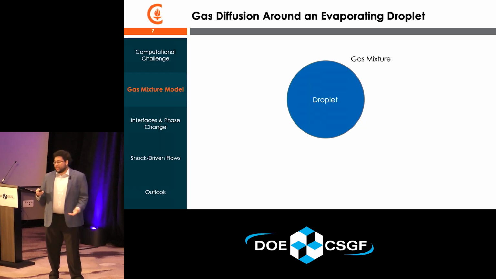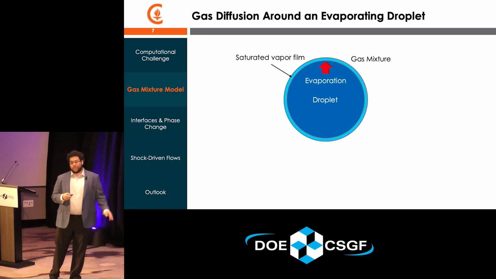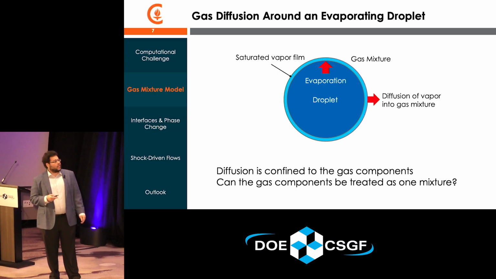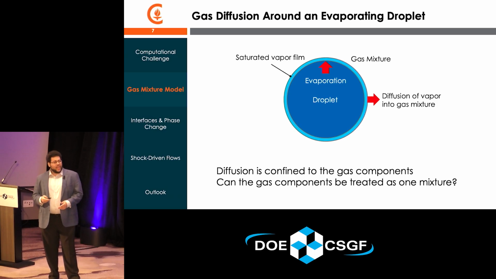So what is diffusion-limited evaporation? Let's say we have a droplet and some gas species surrounding it. This droplet will evaporate, and that will form a saturated vapor film around the droplet. Once the saturated vapor film is there, it'll diffuse into the external gas mixture. Now, diffusion is really confined to these gas components. It really has nothing to do with the droplet at all. So that got us thinking, hey, maybe we can treat all of these gas species as a mixture, and diffusion will just change our composition within. So maybe we can save some time by doing this.